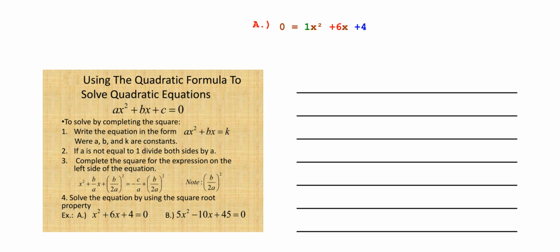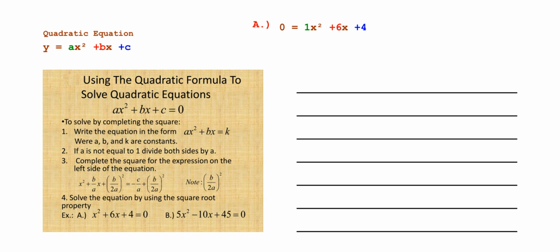So for a, notice we have 0 equals 1x squared plus 6x plus 4. And it really doesn't matter whether your 0 is on the left side or on the right side. Agreed? Okay, but let's realize that y equals ax squared plus bx plus c. The critical values are a, b, and c. So a being the green color, b being the red color, and c is the blue color there. And that is what we call our quadratic equation, right?